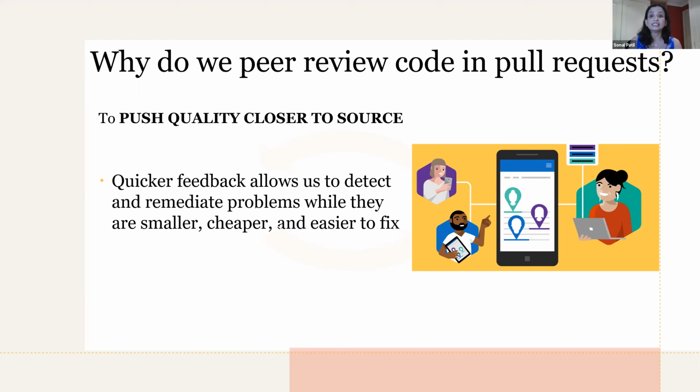Peer review makes quality everyone's responsibility instead of it being the responsibility of a QA team. And having developers share responsibility for quality not only improves outcomes, but accelerates learning as well.